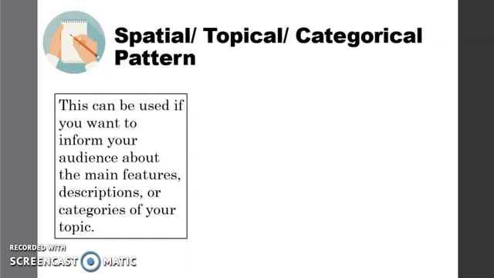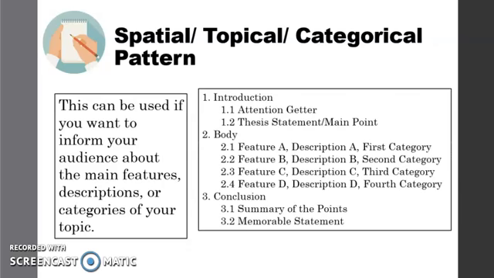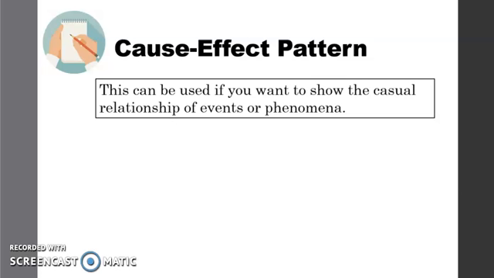This can be used if you want to inform your audience about the main features, descriptions, or categories of your topic. I have here an example of an outline in a spatial or topical categorical pattern. Okay, then we have the cause effect pattern. This can be used if you want to show the causal relationship of events or phenomena.